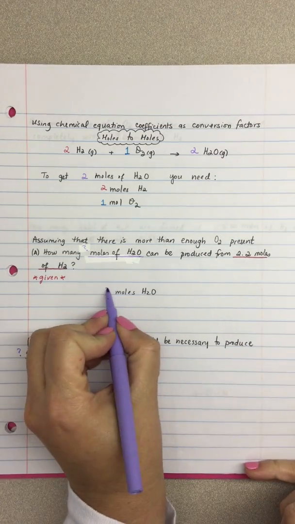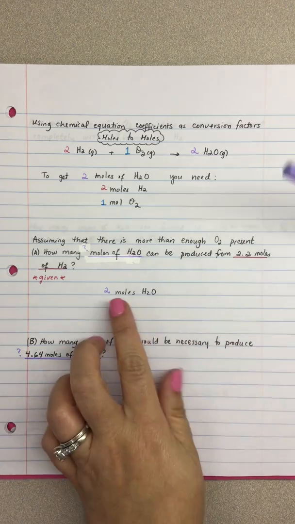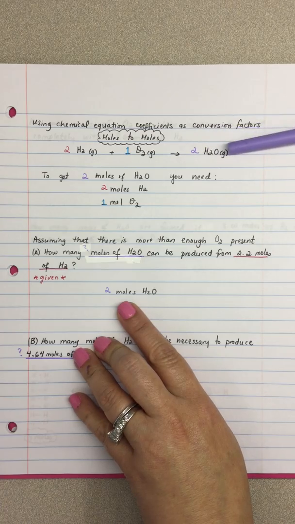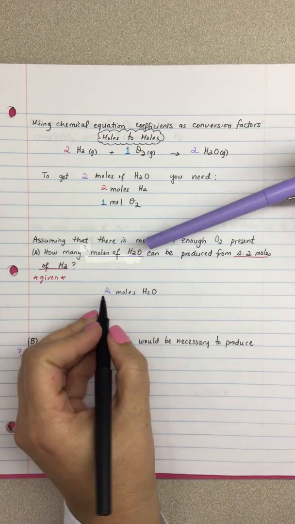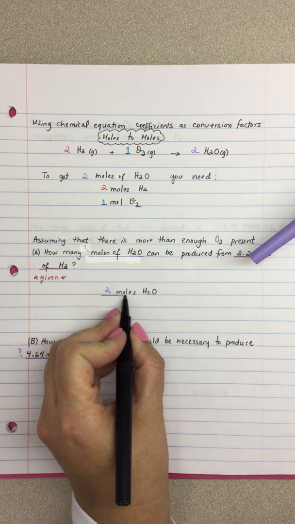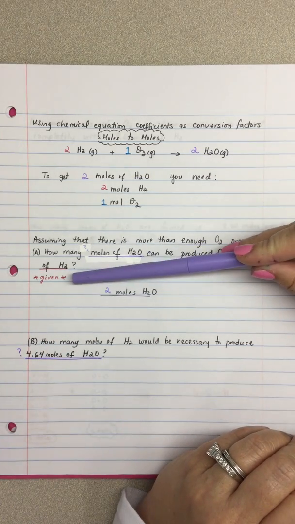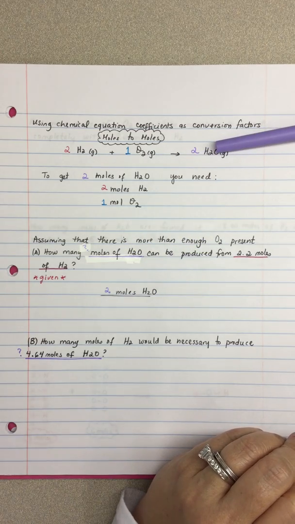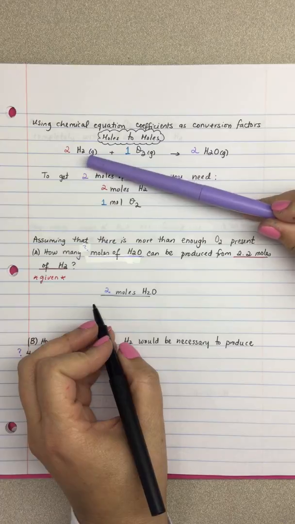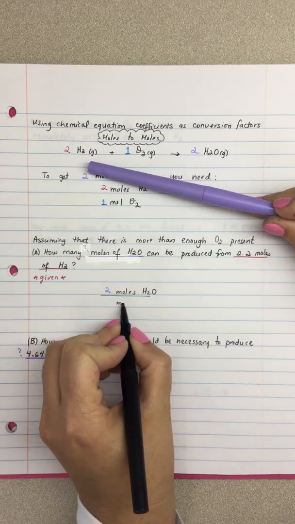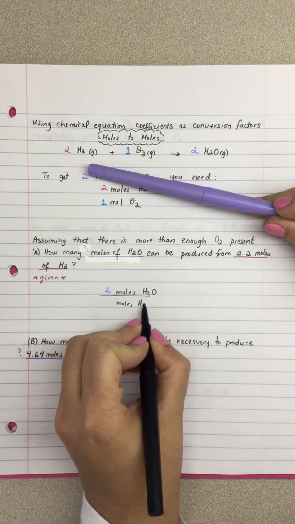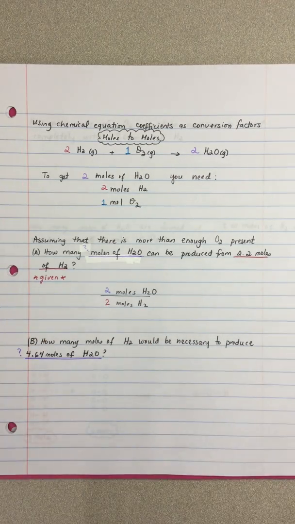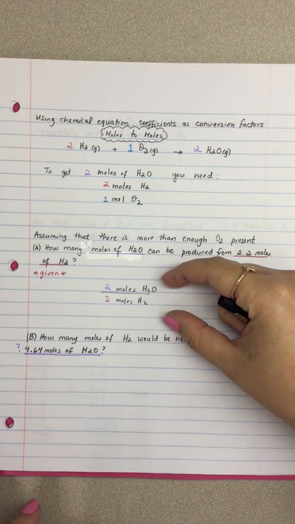And that's what you're trying to find out. So I'm just copying my coefficient, and that coefficient means moles, so that's 2 moles of H2O. And the two things that you are trying to relate is the moles of H2 with the moles of the water. So you have 2 moles of H2O, and then for the hydrogen you have also 2 moles. This is your conversion factor.